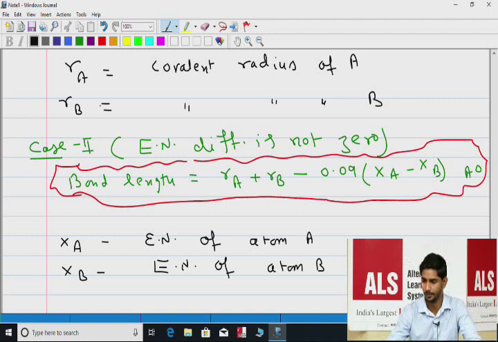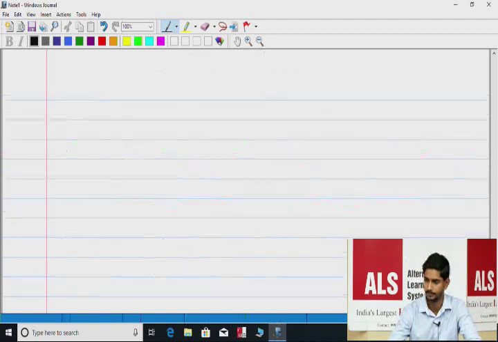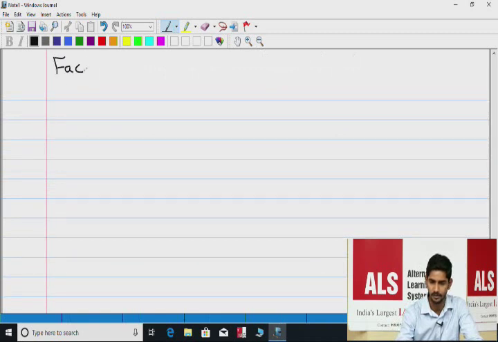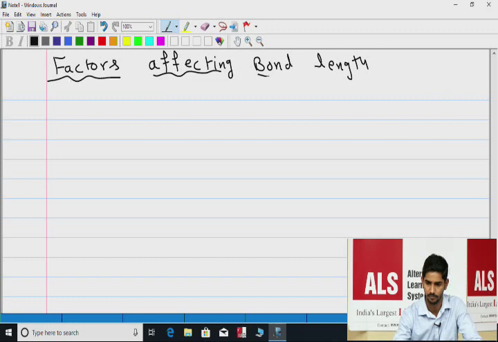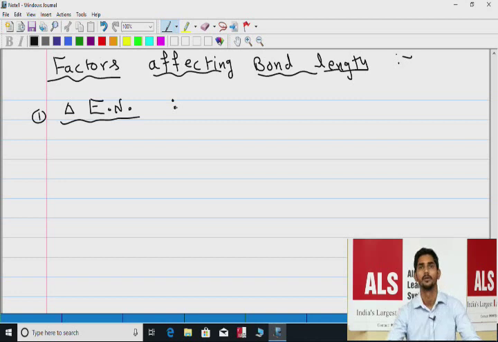Okay, let's move on. Factors affecting bond length. First is electronegativity, meaning electronegativity difference.